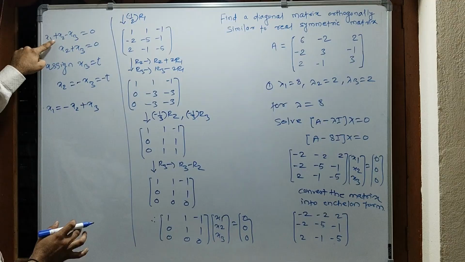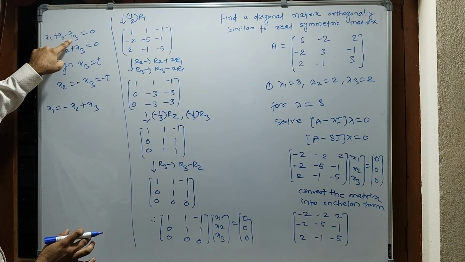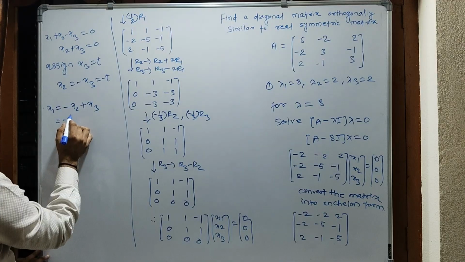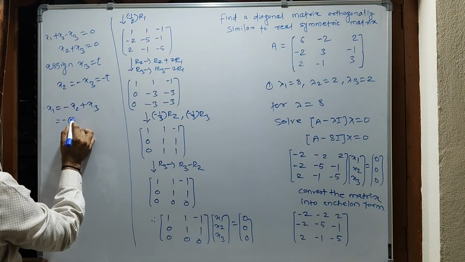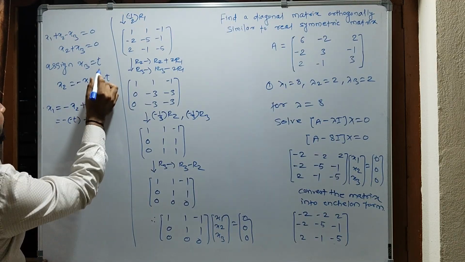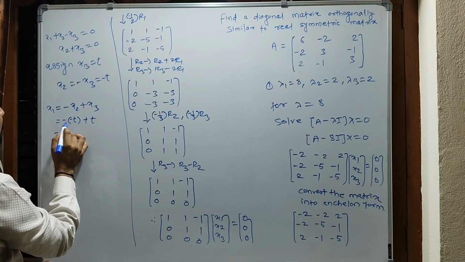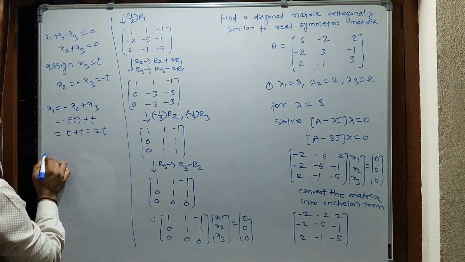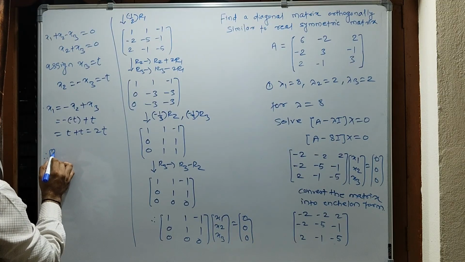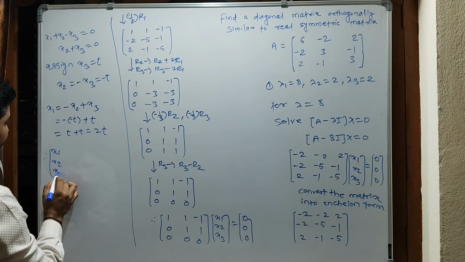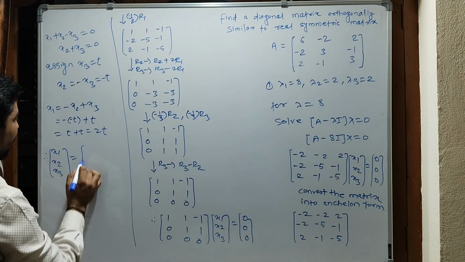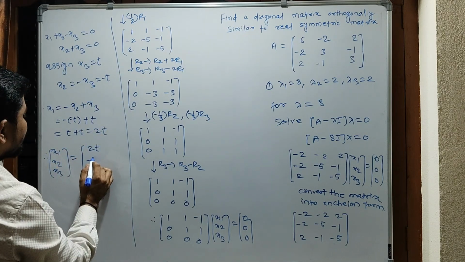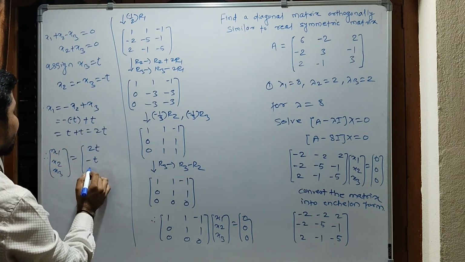So here x1 equal to x2 and x3. This time I will take the right hand side. So this is equal to, here minus into x2, which is minus t, plus x3, which is t. So which is equal to minus t plus t plus t, which is equal to 2 times t. Therefore the eigenvector, that is x1, x2 and x3, is equal to x1 is 2t, my x2 is minus t, x3 is simply t.